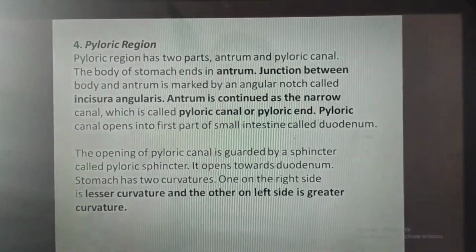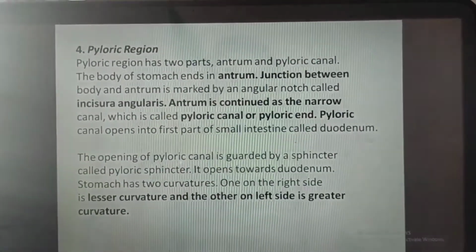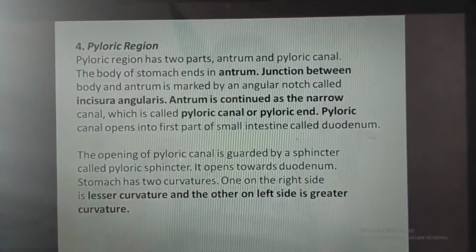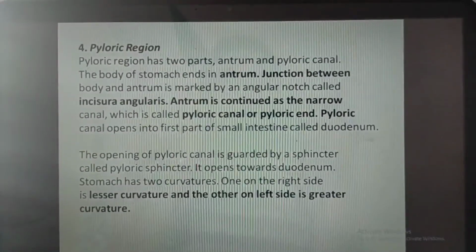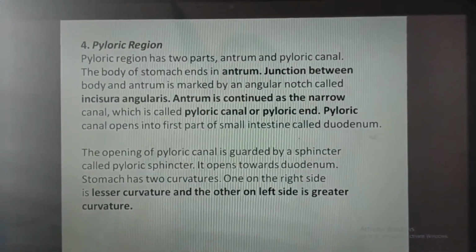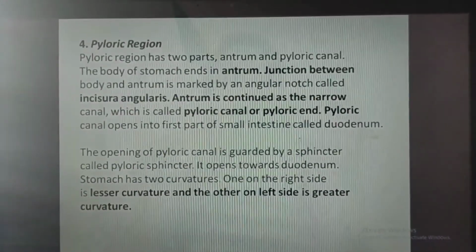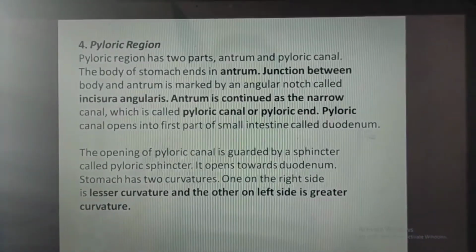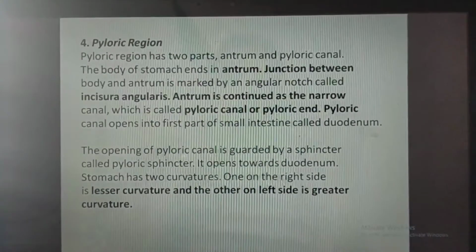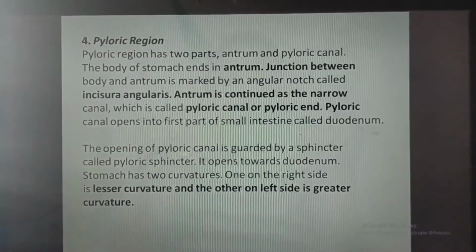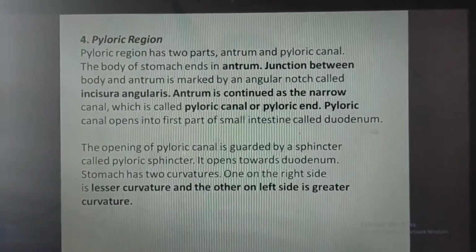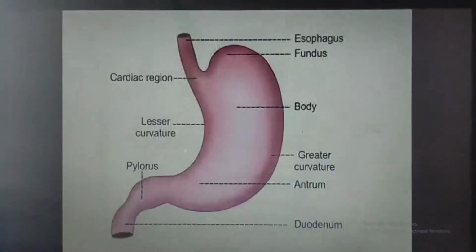Antrum is continued as the narrow canal, which is called pyloric canal or pyloric end. Pyloric canal opens into the first part of the small intestine, which is called the duodenum. The opening of the pyloric canal is guarded by a sphincter called the pyloric sphincter. It opens towards the duodenum. Stomach has 2 curvatures. The one on the right side is the lesser curvature and the other on the left side is the greater curvature.